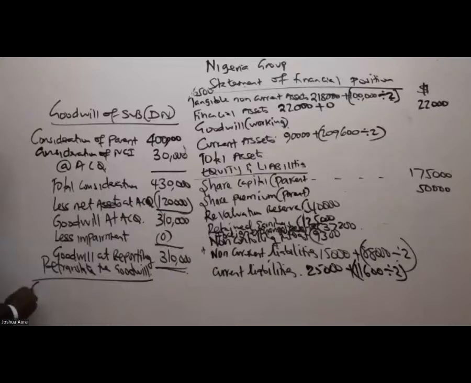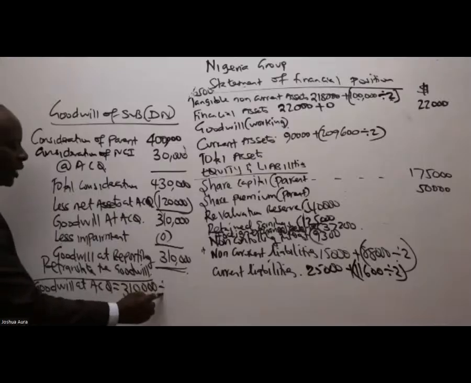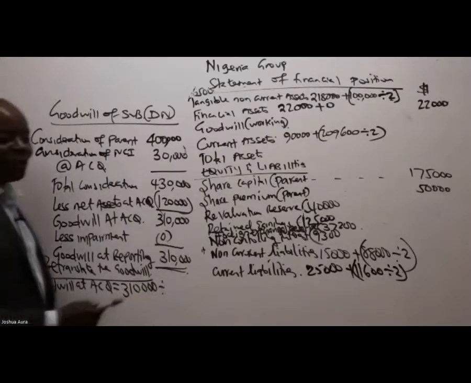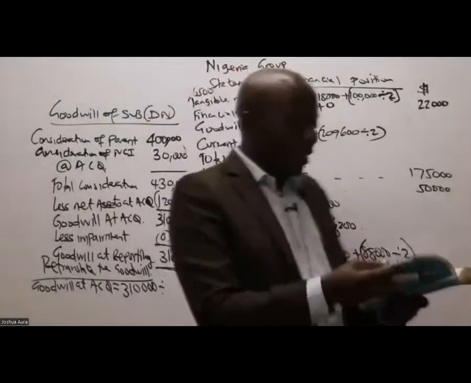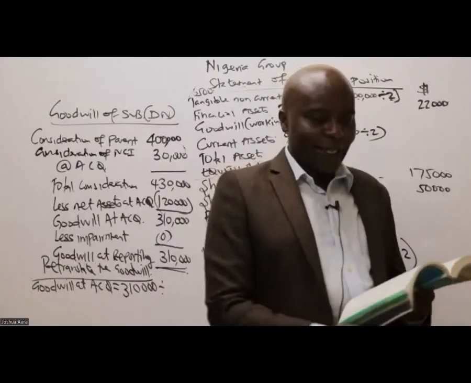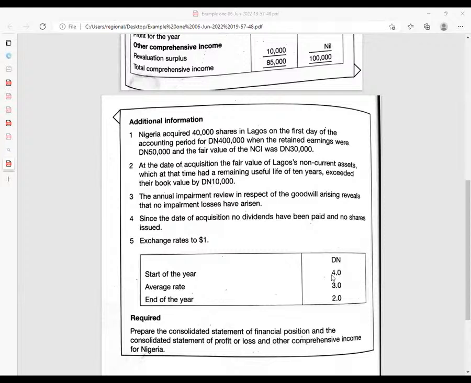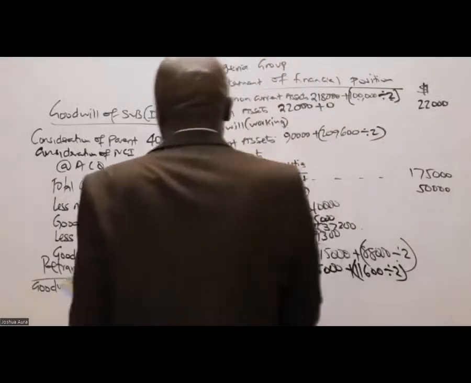You start with goodwill at acquisition. Goodwill at acquisition was 310,000. At acquisition, I should translate this at what rate? If you remember, I should divide this by the acquisition rate, isn't it? Most of you have forgotten. When you were acquiring this subsidiary, the rate was 4. So divide this by 4.